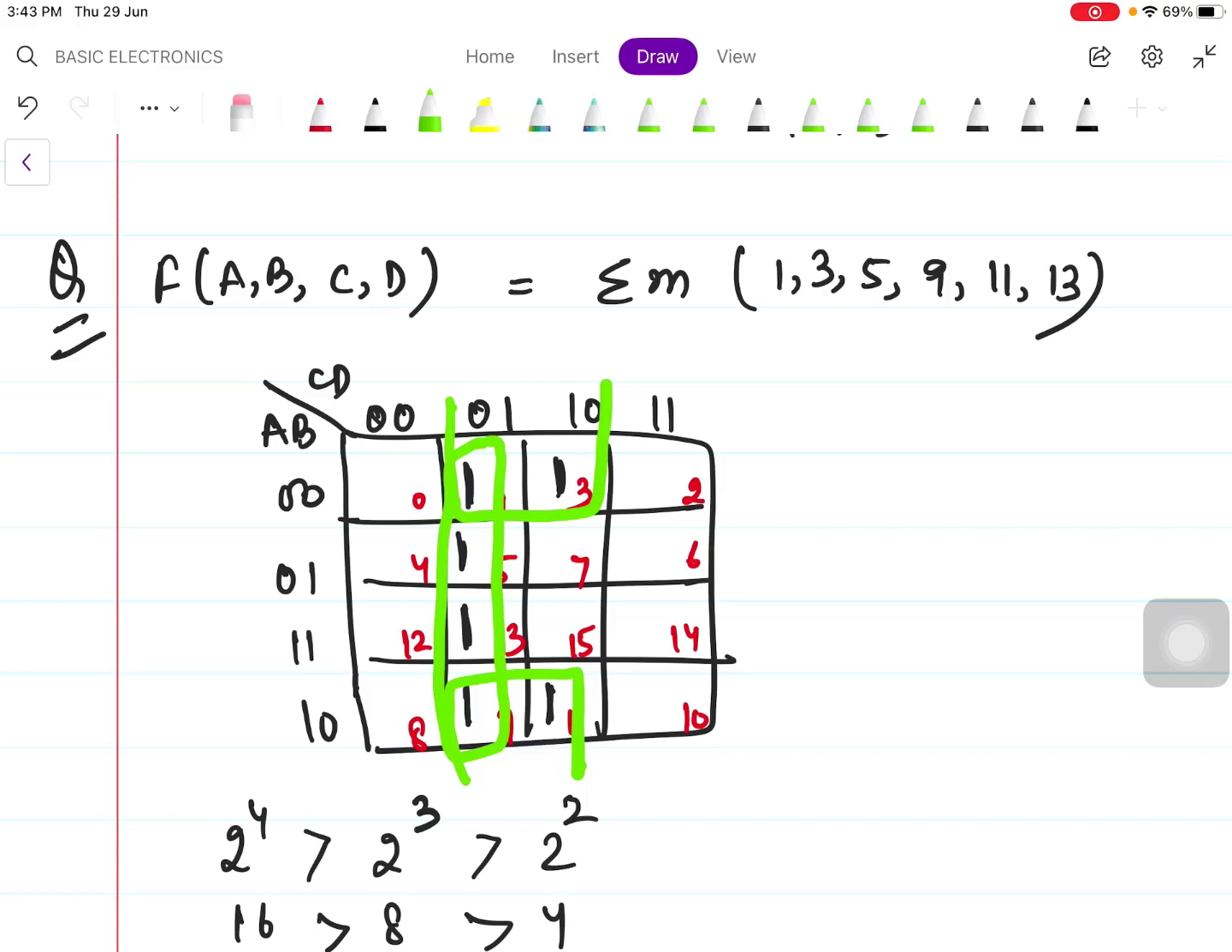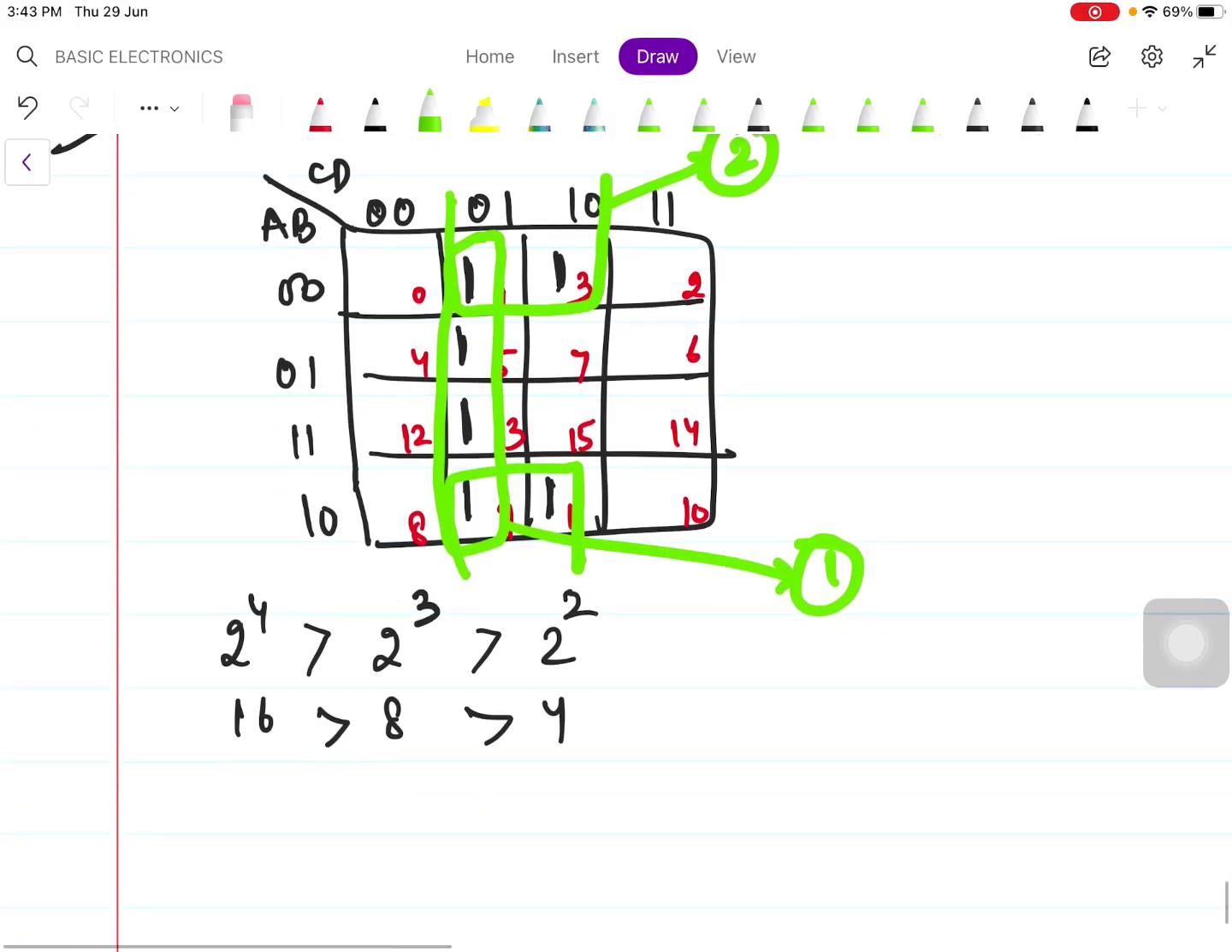If you group them in groups of 2, your answer will be wrong, because you are not minimizing the expression then. Alright, then let it be the second group, let it be the first group. Write down the answers. For the first group, from the AB side we'll get nothing because nothing is common, but from the CD side C bar D. From the second group we get B bar.